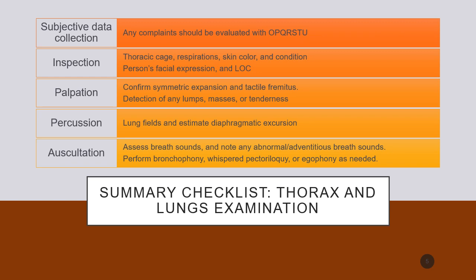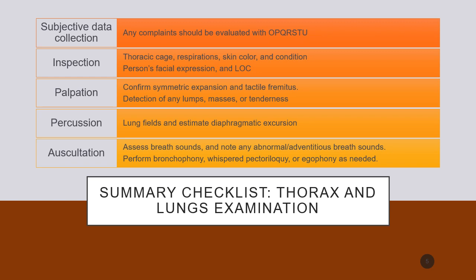Palpate the anterior and posterior chest, confirming symmetric expansion and tactile fremitus. Detect any lumps, masses, or tenderness. There's really only light palpation of the chest wall since the rib cage does not allow for deep palpation. Percussion occurs in between the bones, so in between the ribs you're going to percuss, and you can percuss the lung fields and estimate diaphragmatic excursion.